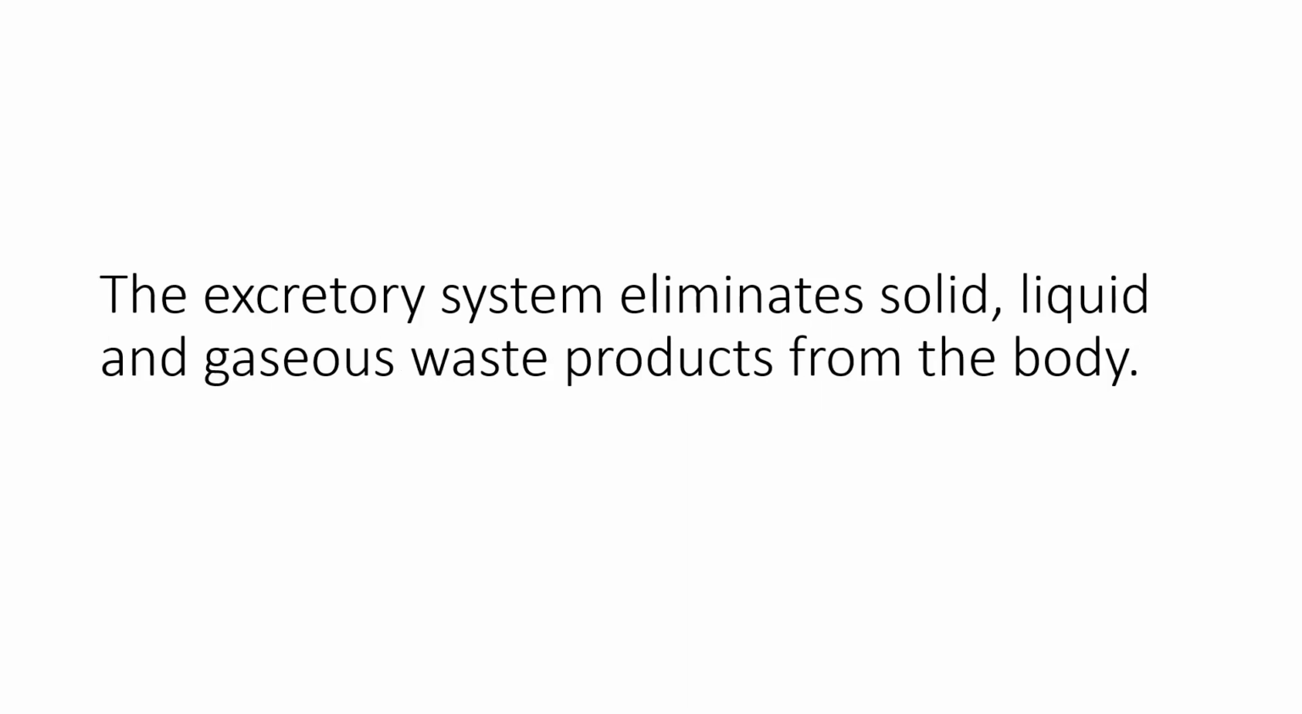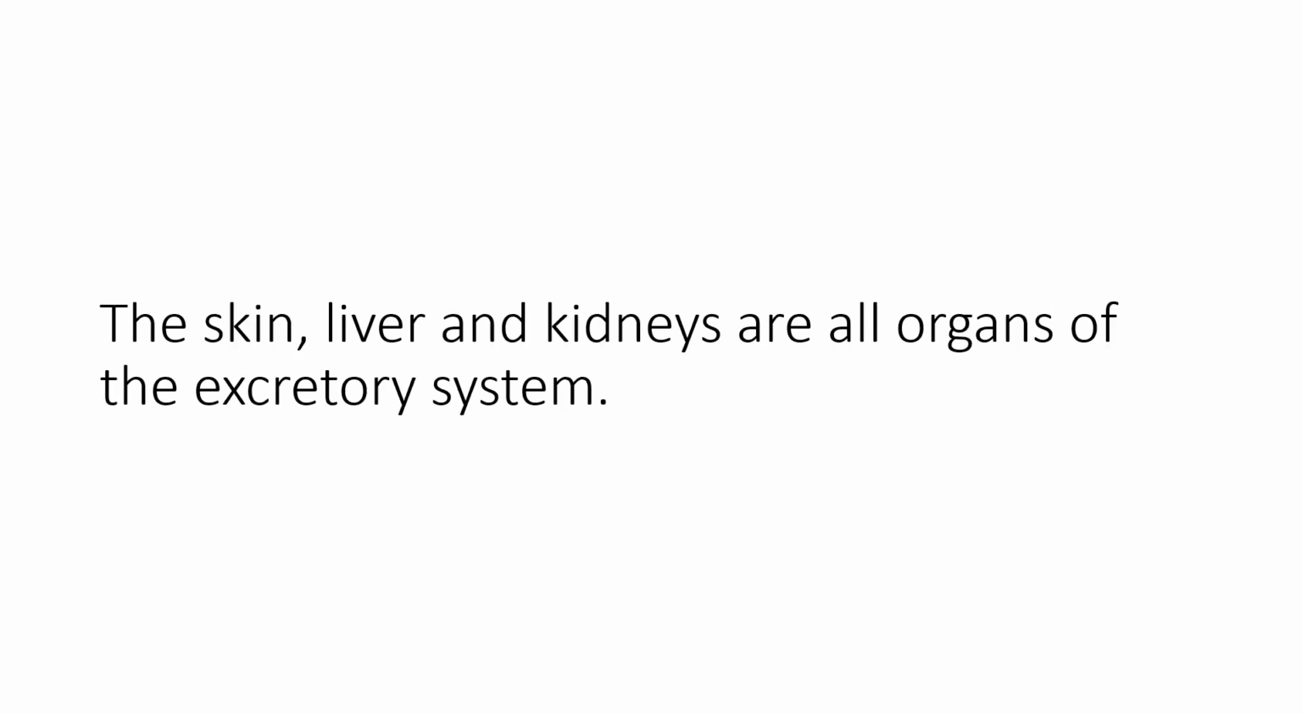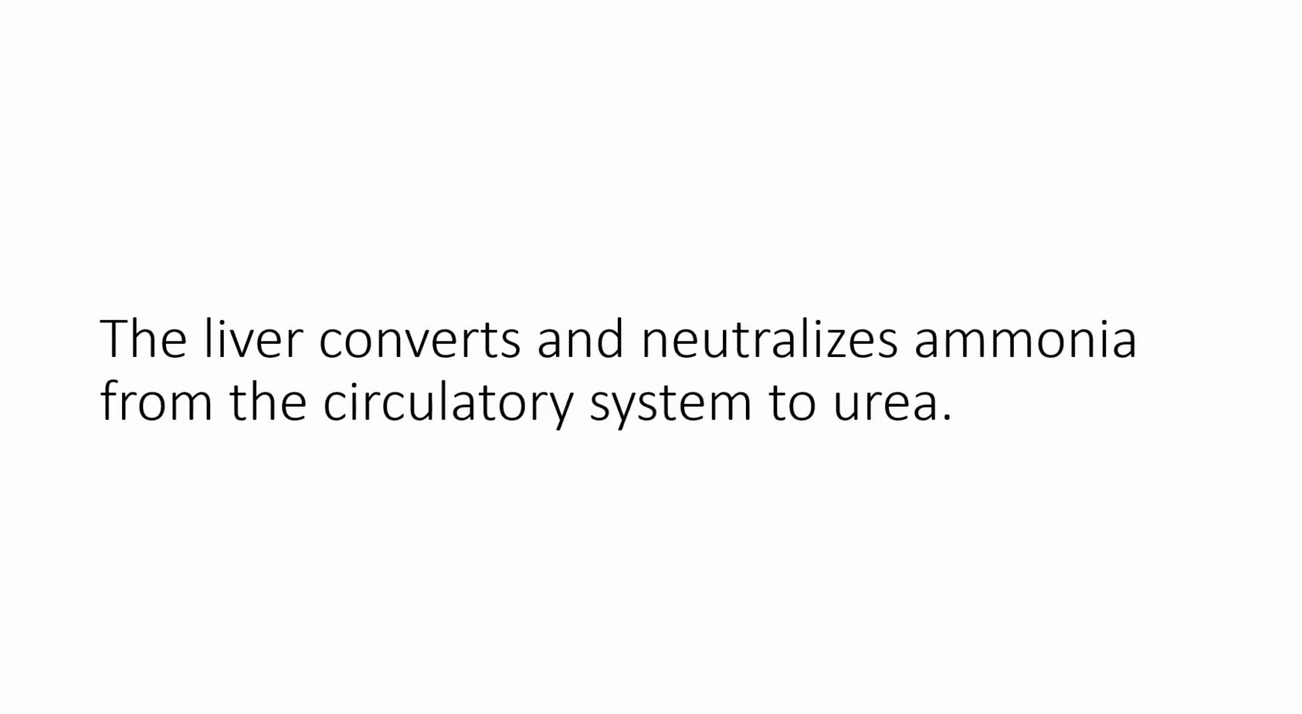The excretory system eliminates solid, liquid, and gaseous waste products from the body. The skin, liver, and kidneys are all organs of the excretory system. The skin is the body's largest organ. The liver converts and neutralizes ammonia from the circulatory system to urea.